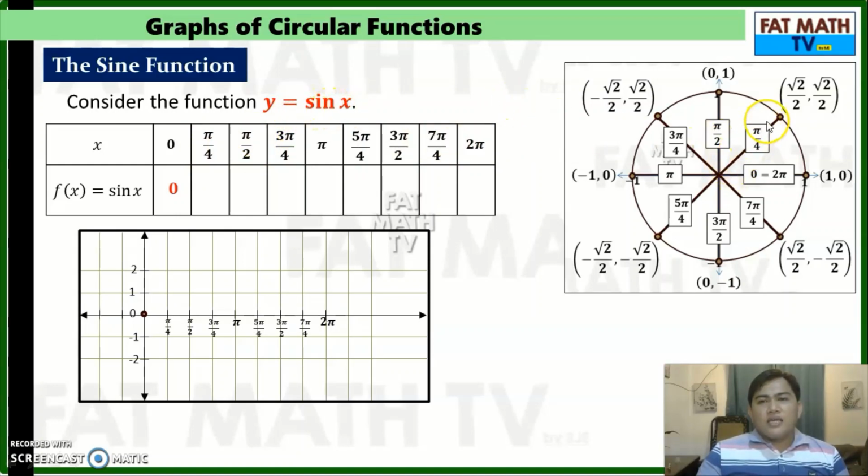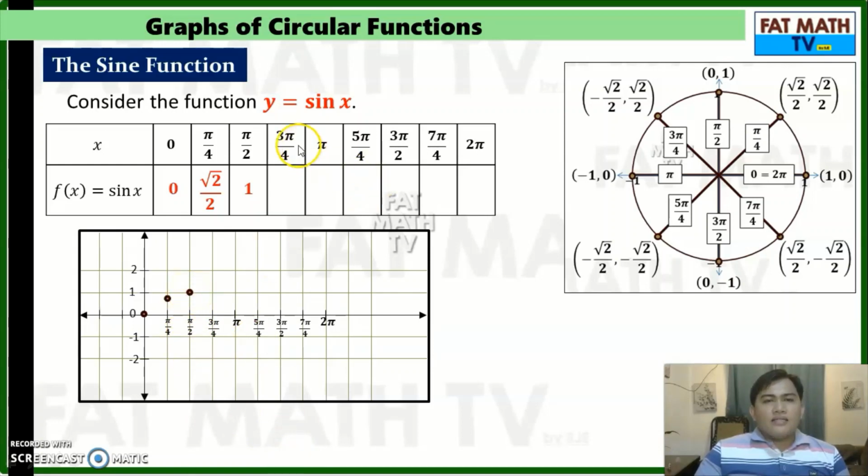And pi over 4 is here, and the y coordinate there is square root of 2 over 2, which is approximately 0.7. So it's here. And then if x is pi over 2, sine of pi over 2, that is 1. So when x is pi over 2, y is 1. So we have pi over 2, 1, so it's here.